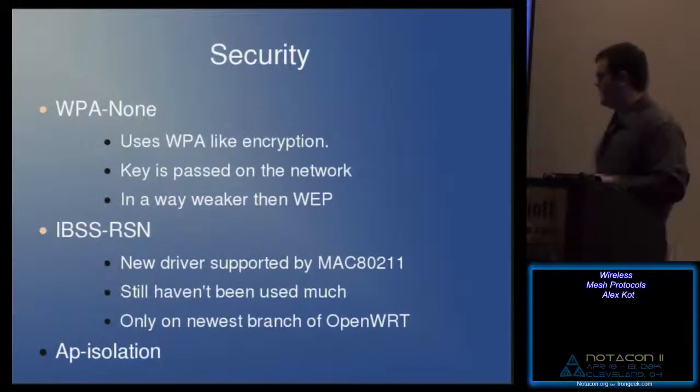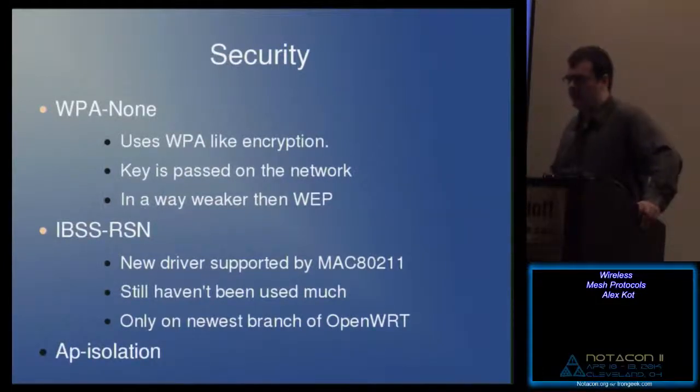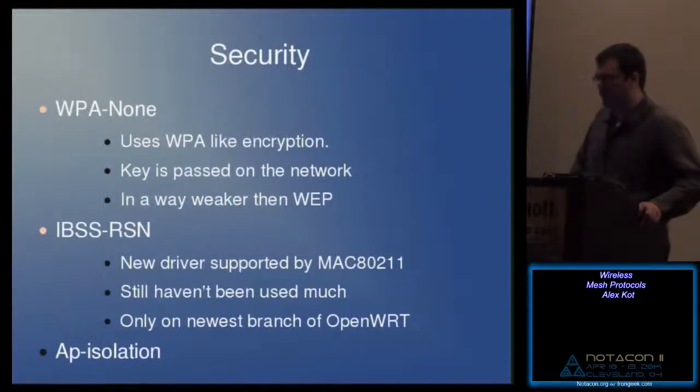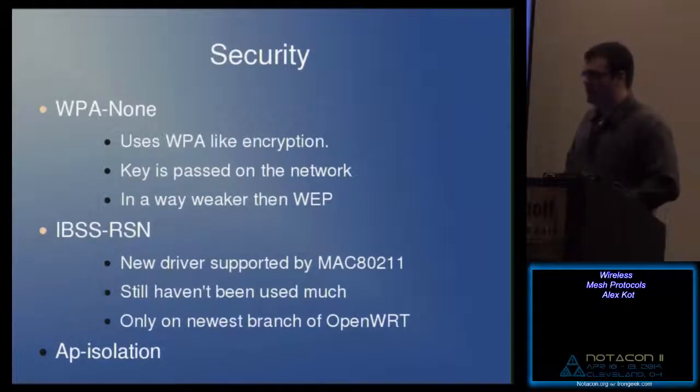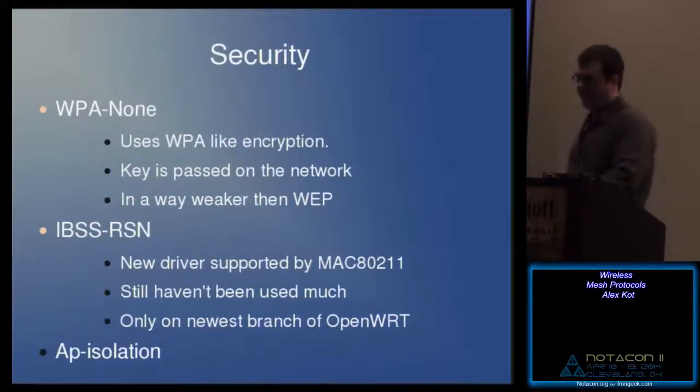So there's a new approach called IBSS RSN, which incorporates the standard WPA2 encryption. It's more recently in the actual Mac 802.11 on the actual kernel. And then there's also access point isolation, which is part of the actual routing protocol of Batman that basically takes your mesh clients and doesn't allow them to talk to each other. They can only talk to non-mesh. So going across the mesh to the gateway, they're not going to be able to communicate between each other and steal information.